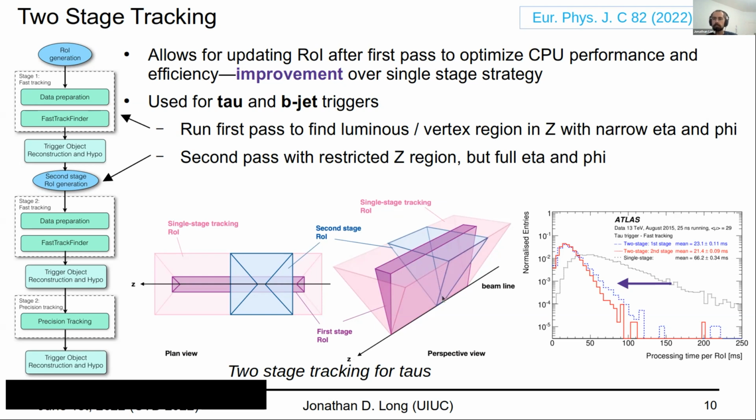So this allows you to run in a large eta and phi relatively quickly because you've shrunk the z-axis. And so in the bottom right, you can see that by running these two steps of tracking in blue and red, it takes about 2/3 the time on average compared to the single stage in black, with a much shorter tail. So it's a nice improvement in speed for these triggers.